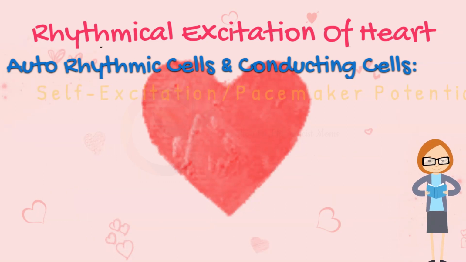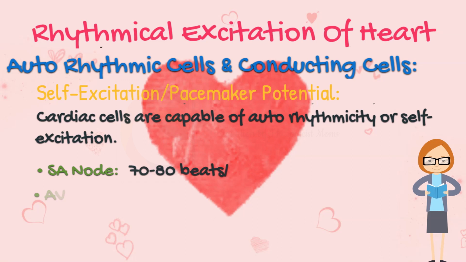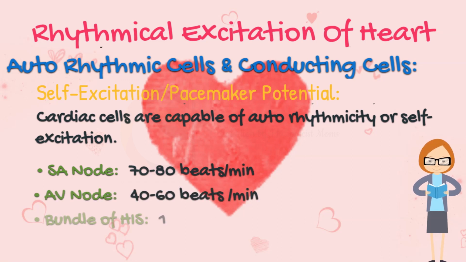What is self-excitation, or pacemaker potential? Let's learn. Cardiac cells are capable of autorhythmicity, or self-excitation. The SA node normally sets the heart rate simply because its cells have the fastest intrinsic rate of firing, that is 70 to 80 beats per minute.